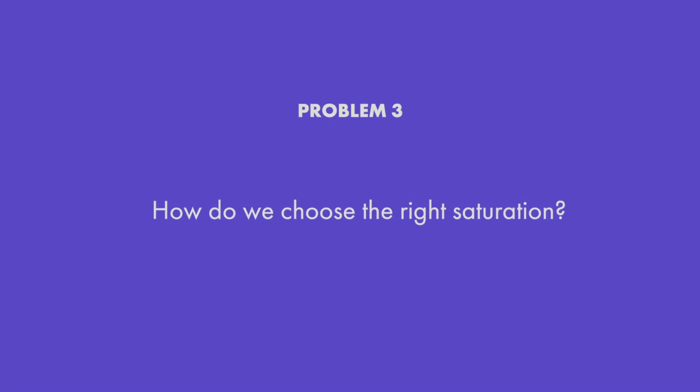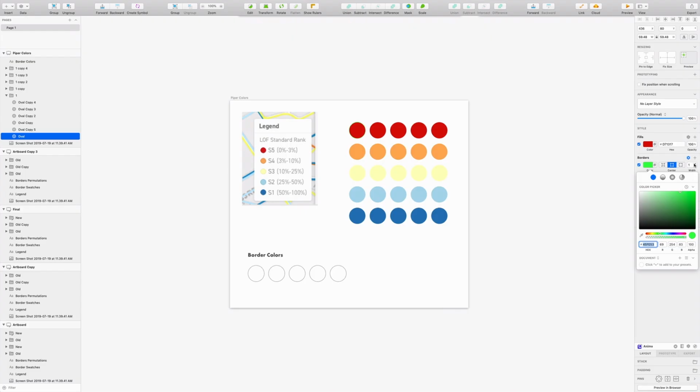So problem 3, how do we choose the right saturation of color? Let's say we decide to go with green. Should we choose a green that's super fluorescent?